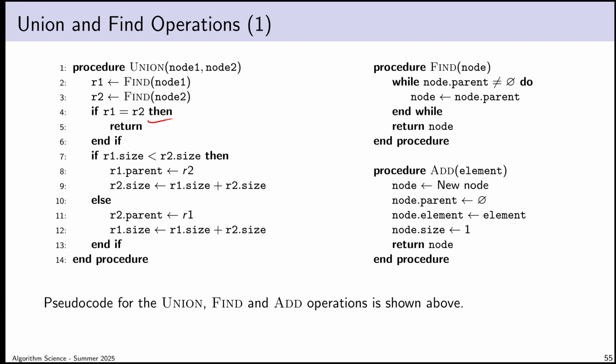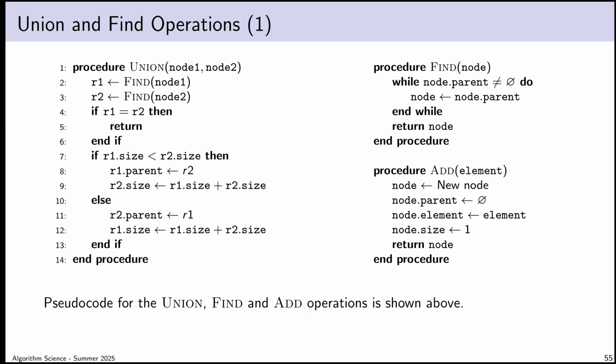Otherwise, as of line 7, I assume that I'm merging 2 distinct sets together, in which case I look at their size. So if r1.size is smaller than r2.size, that means that r2 is going to become the root of the big set. That is, R2 is the representative of the larger of the 2 things. So R1.parent equals R2, and I update R2.size to account for all the nodes I just added beneath it, the nodes in the subtree rooted at R1.